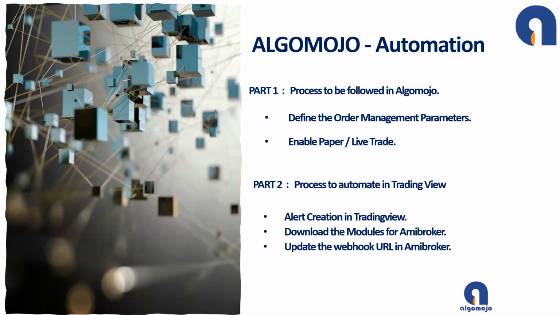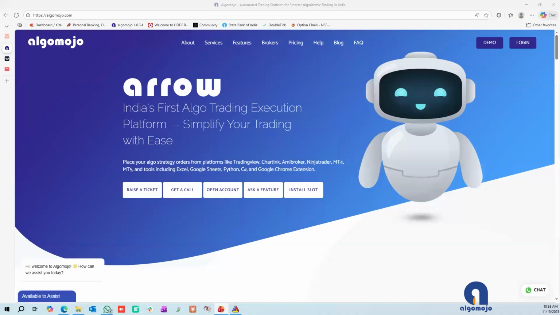So before we get into the automation part, let's look at the platform per se. Now, this is a website called algomojo.com.